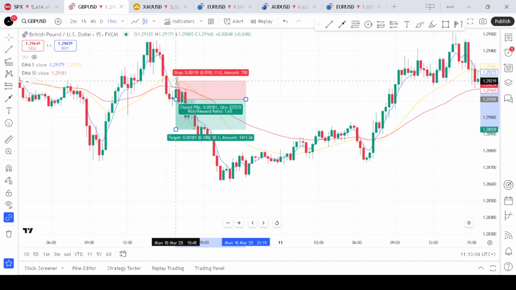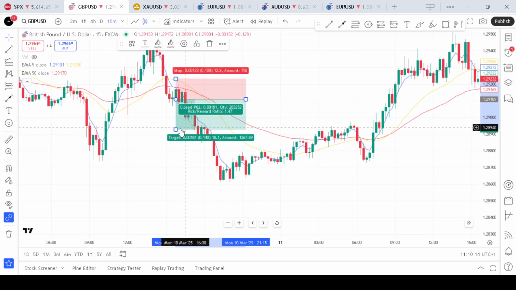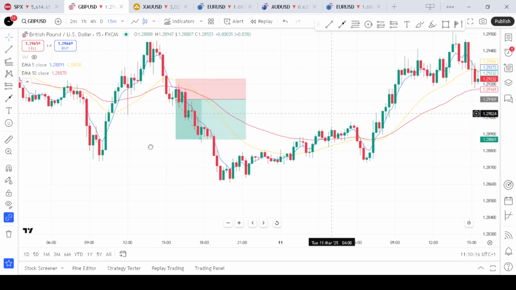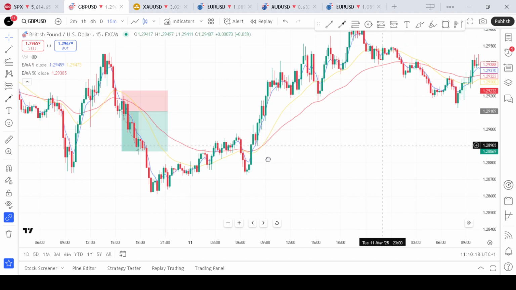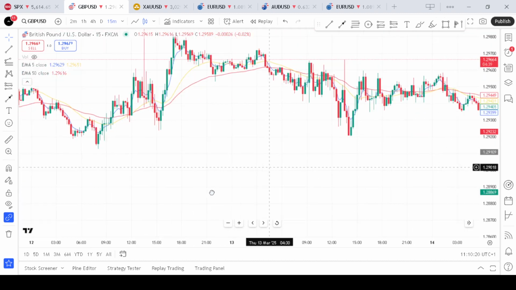We set our stop loss for a sell trade above the 20 period moving average, which is this yellow line. You set your stop loss above the moving average. While in a buy trade, this is the buy trade we were meant to take in this area.